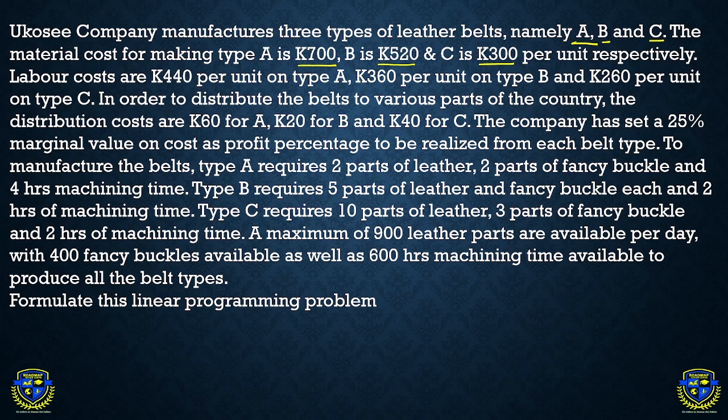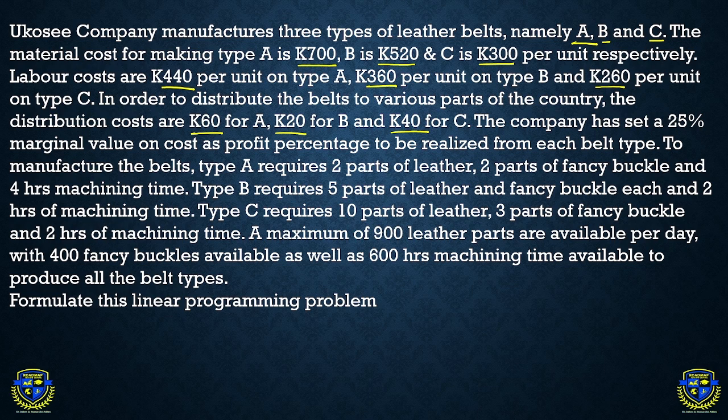Labor costs are 440 kwacha per unit on type A, 360 per unit on type B, then 260 per unit on type C. Then the question continues to say, in order to distribute the belts to various parts of the country, the distribution costs are 60 kwacha for A, 20 kwacha for B, and 40 kwacha for C.